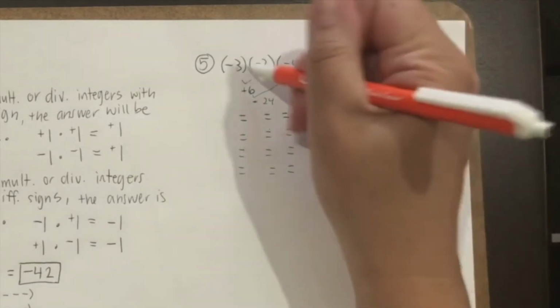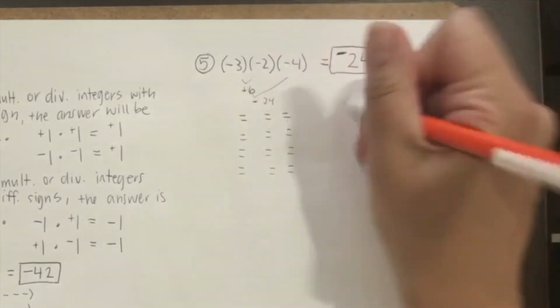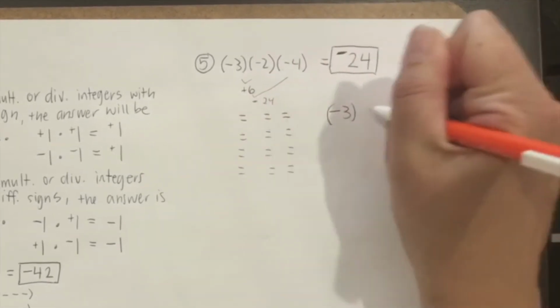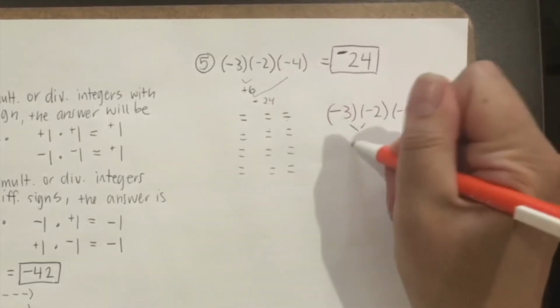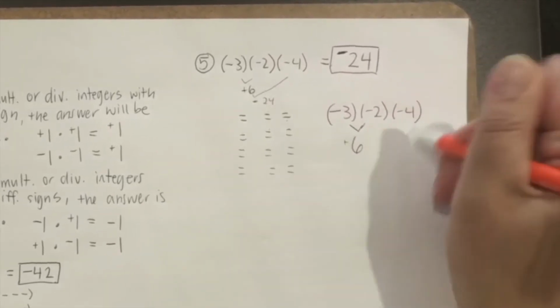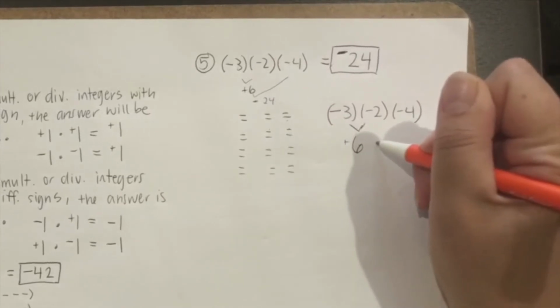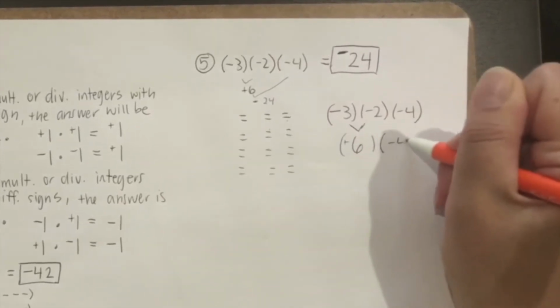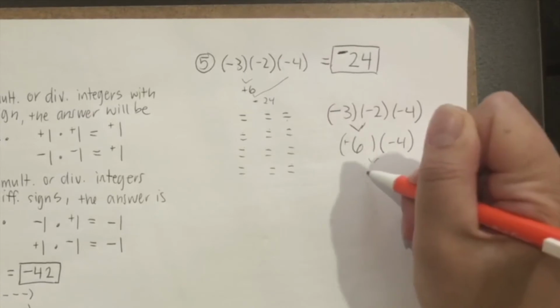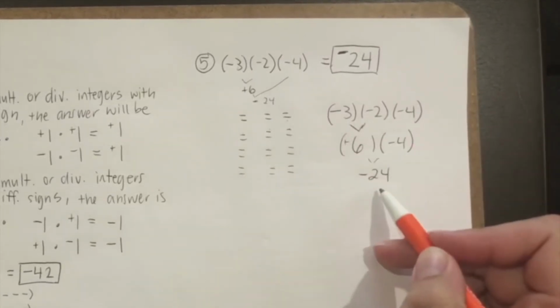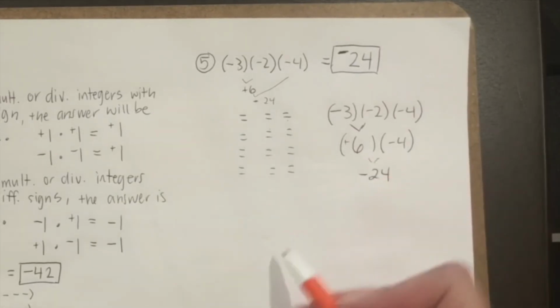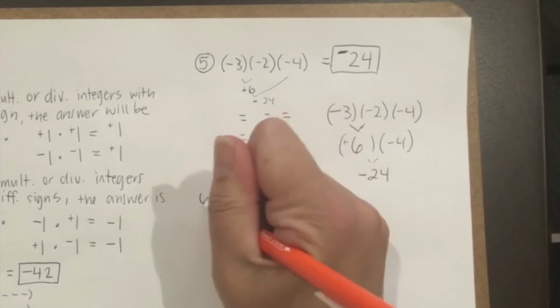If you wanted to model this method right here, normally we would write it like negative 3 times negative 2 times negative 4, and we would show that this multiplies to be positive 6, and then we'd bring down this negative 4, so positive 6 times negative 4, and then those multiply together to be negative 24. And we kind of build a little upside down pyramid to solve that. So pick whichever way makes sense. Number 6.